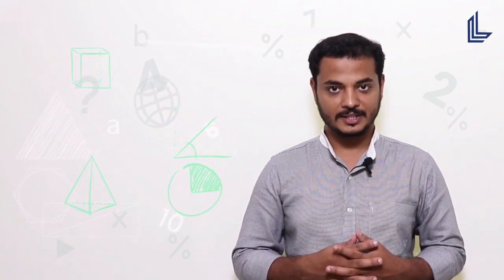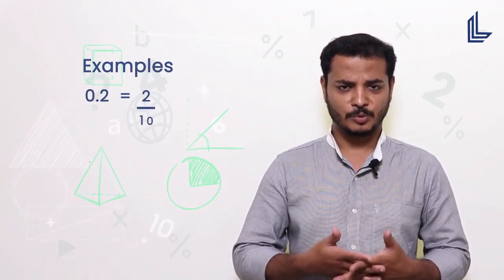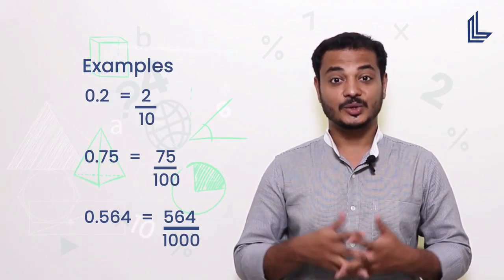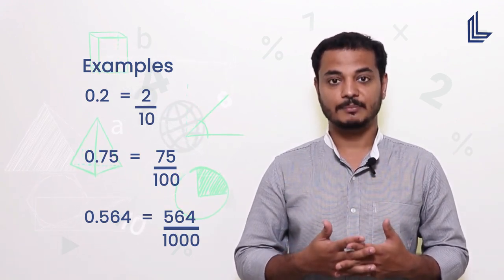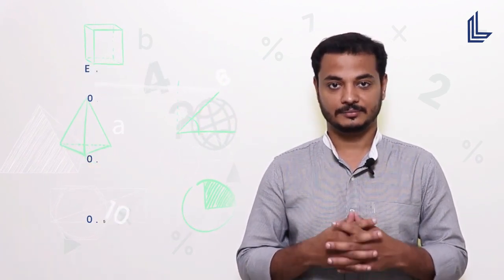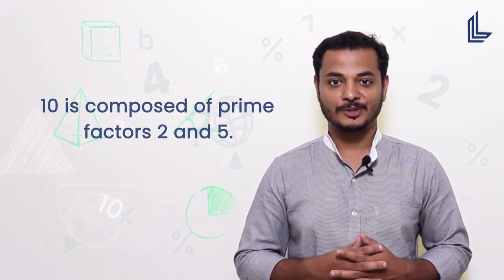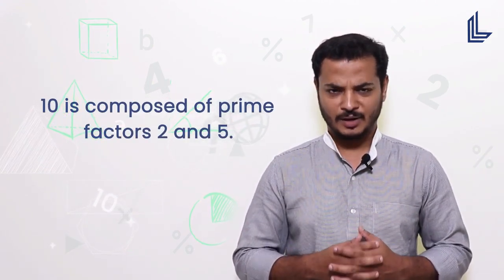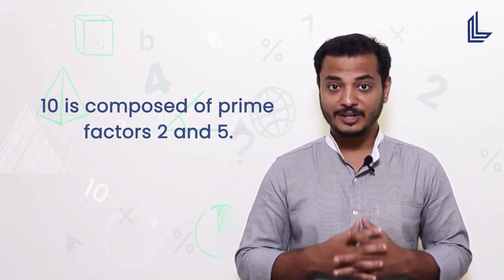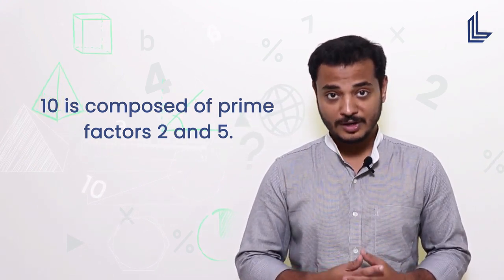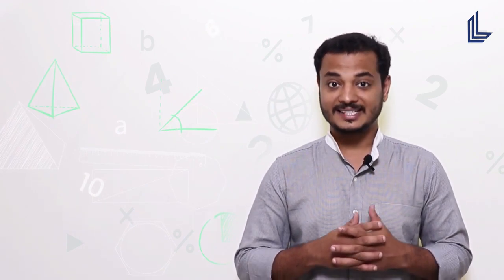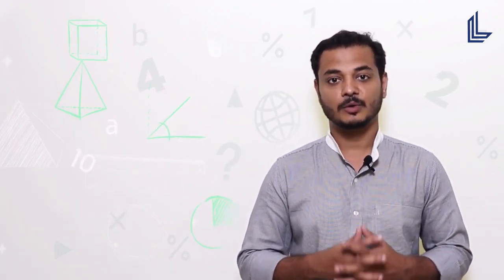So all terminating decimals, for example 0.2, 0.75, 0.564, take whatever terminating decimals you want to take, you can always express it in p by q form, where the denominator will be in powers of 10. And all of us know that 10 is composed of prime factors 2 and 5. What does it mean? It means that even if the denominator consists of only powers of 2 or only powers of 5 or just powers of both 2 and 5, we can certainly express the denominator in powers of 10.